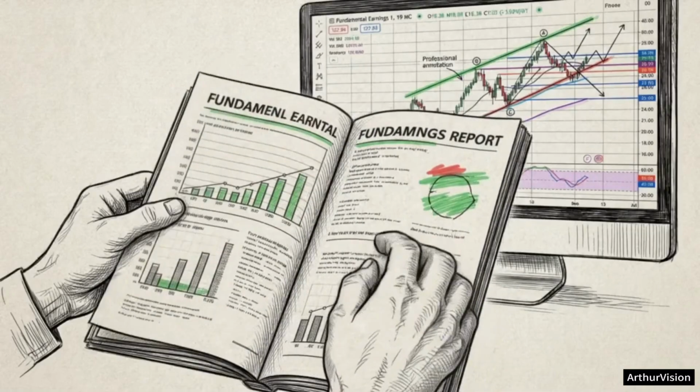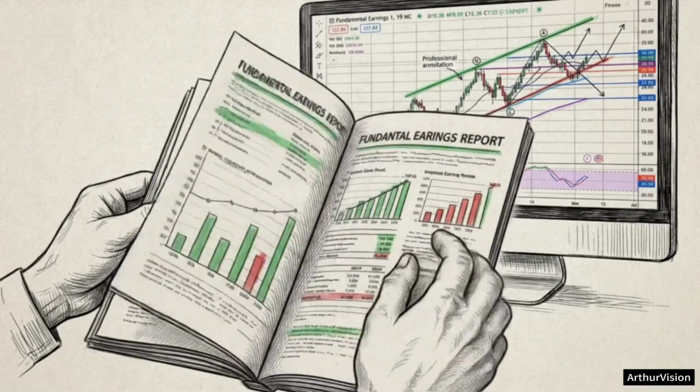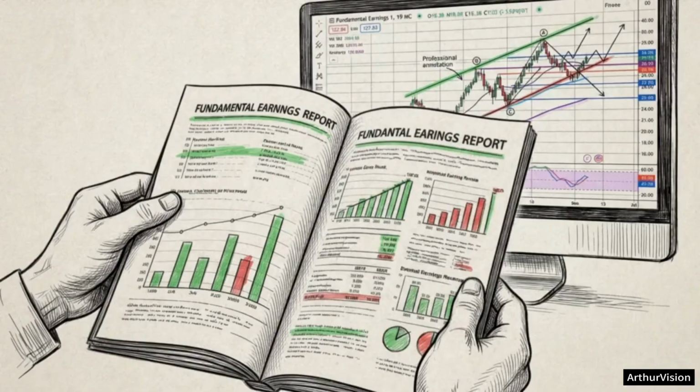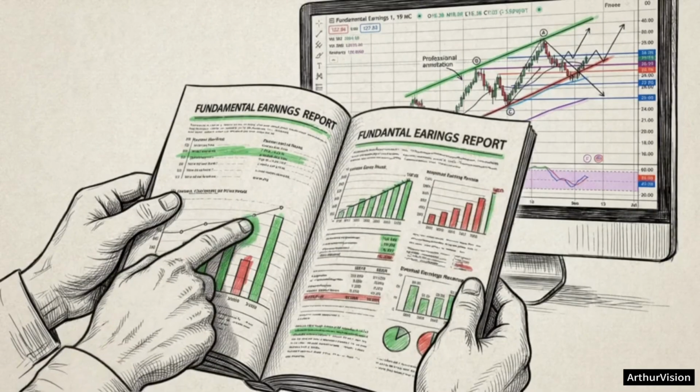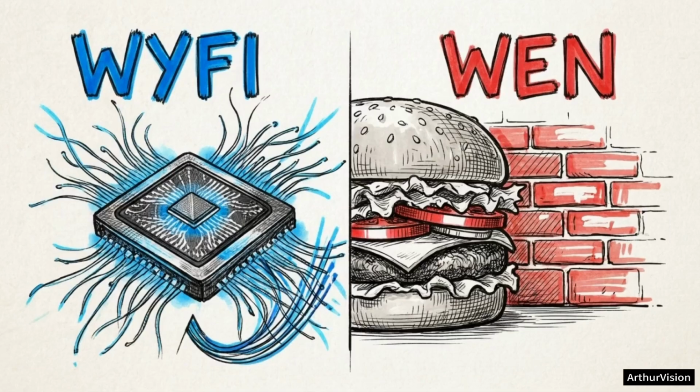Opening a technical chart without first establishing an asset's fundamental reality is a reliable way to drain a trading account. We are applying this methodology to two distinct case studies: White Fiber, ticker WYFI, and Wendy's, ticker WEN. They represent opposite ends of the fundamental spectrum.